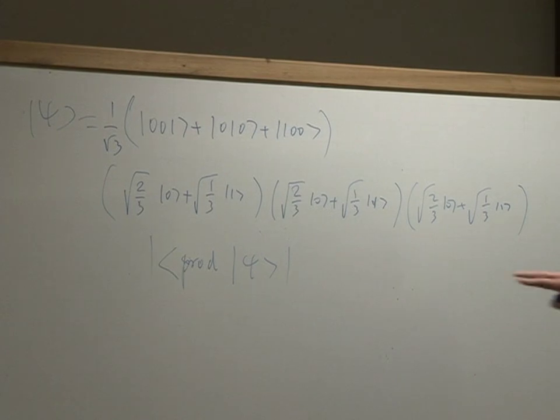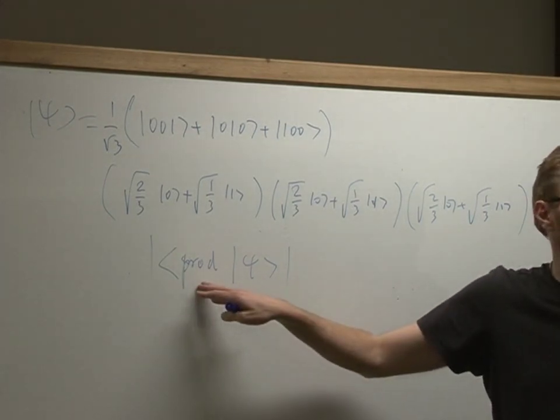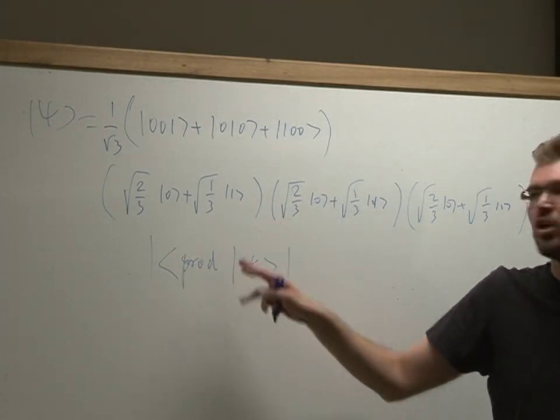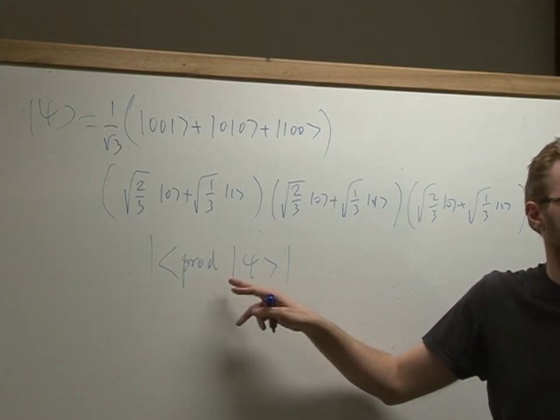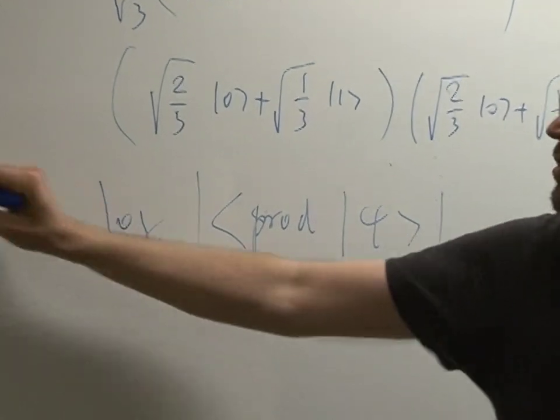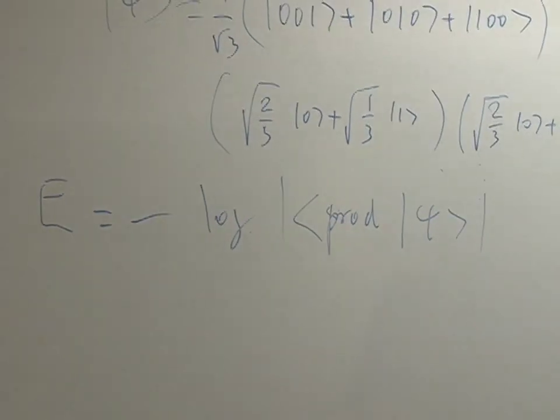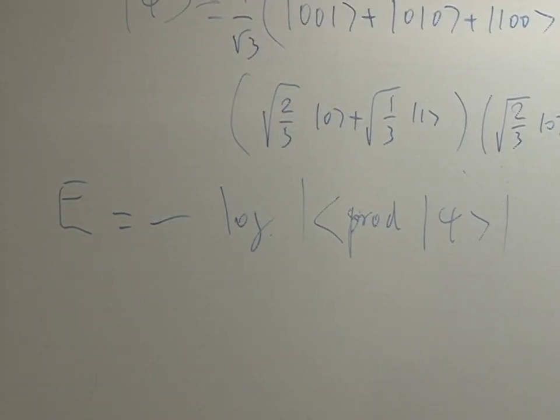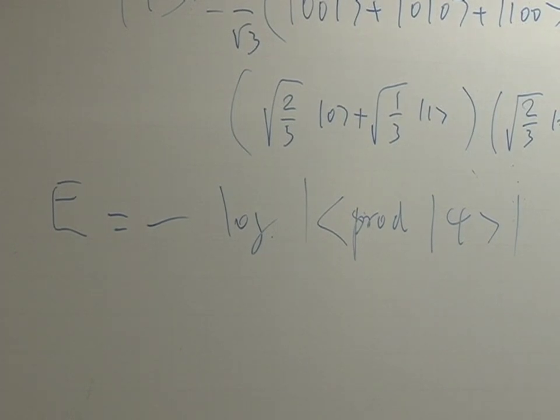Because if I can make this very high, that means that my state is not very entangled. It's very close to a product state. So entanglement goes in the opposite direction, which is why you take the log of 1 divided by that, which is the same as a minus sign in front. It's the same logic always, log of 1 over the probability.